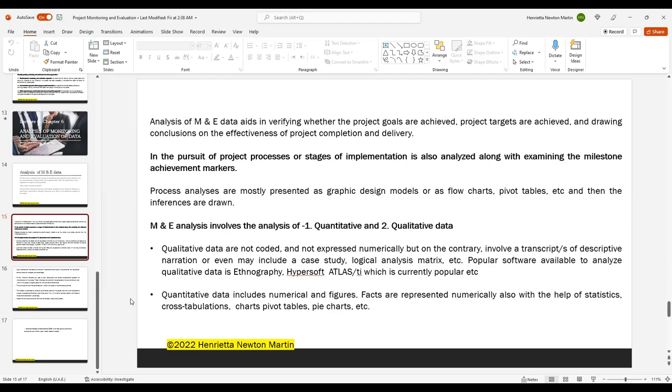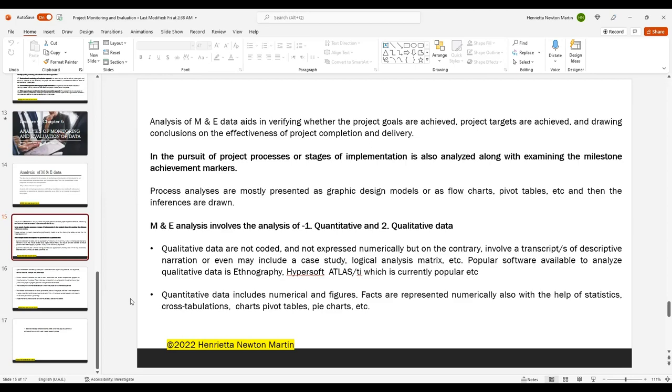Monitoring and evaluation analysis involves the analysis of, one, quantitative and, two, qualitative data. Qualitative data are not coded and not expressed numerically, but on the contrary involve a transcript or descriptive narration, and may even include a case study, logical analysis, matrix, etc. A popular software available to analyze qualitative data is Ethnograph, HyperRESEARCH, and Atlas.ti, which is currently popular for assessing qualitative data.